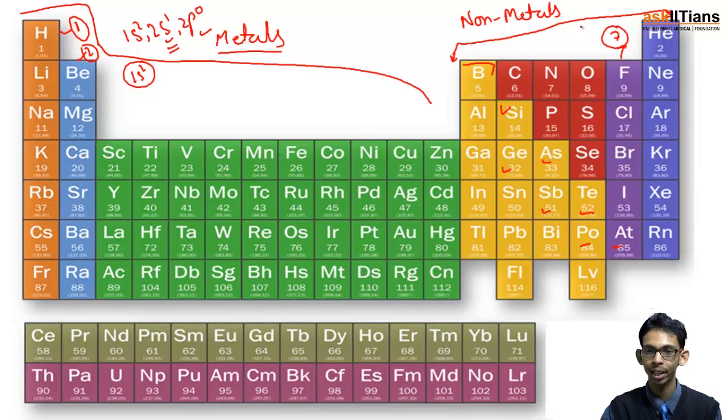We'll discuss size in later slides, and how size varies in the periodic table. So all you need to know here is that metals are present on the left-hand side and non-metals on the right-hand side. In between them there are metalloids, which show properties of both metals and non-metals. So this was all about this.